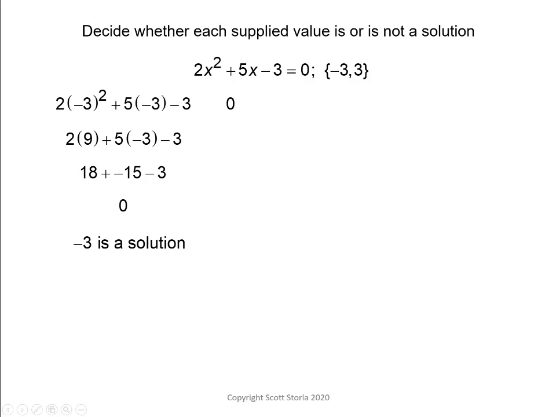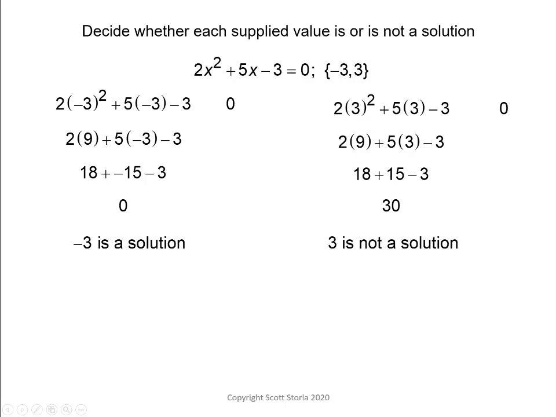Now I'm going to start with +3. I'll replace x with +3. And I'll hope that this left side becomes 0. I'll first find the second power of 3, which is 9. Then I'll multiply left to right, get 18 plus 15 minus 3. And then I'll add and subtract left to right and get 30. Unfortunately, 30 and 0 aren't the same. Therefore, 3 isn't a solution.